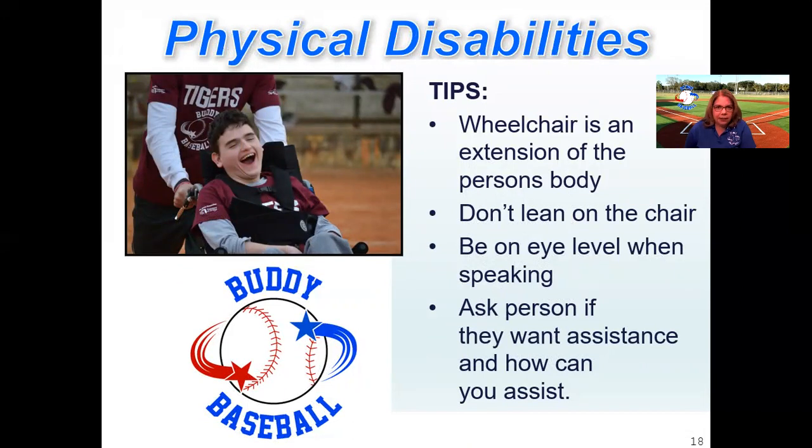Try not to lean down or talk down. Try to get right down with them, and also ask how they need assistance. Some folks in the wheelchair can still hold the bat and swing the ball, and some need a little bit more help holding the bat. So you'll get to know that.